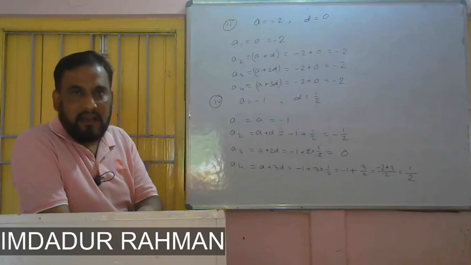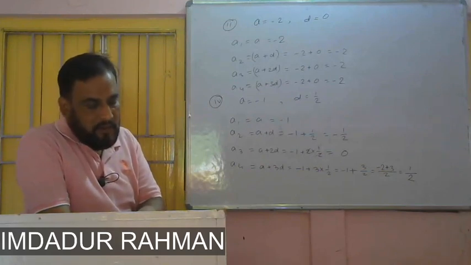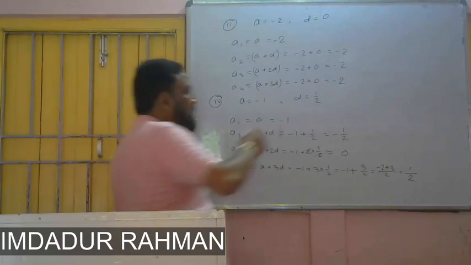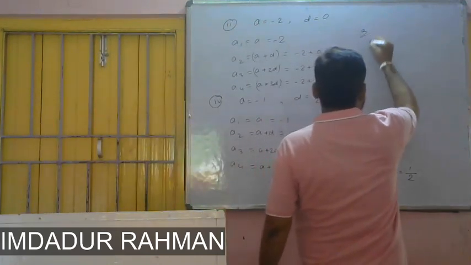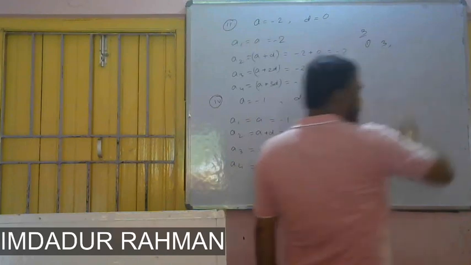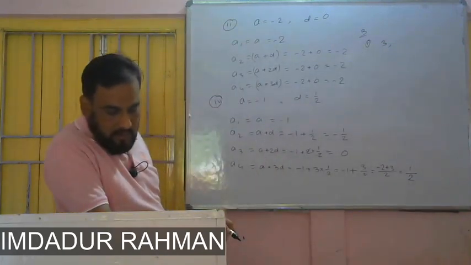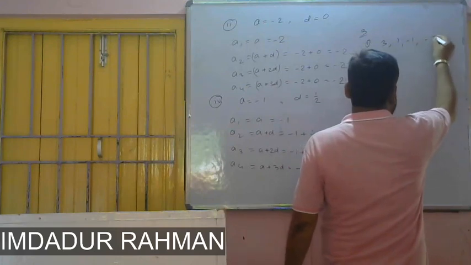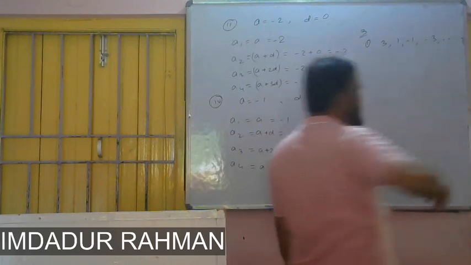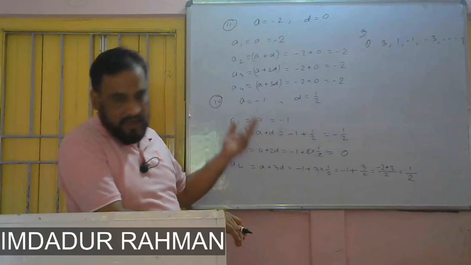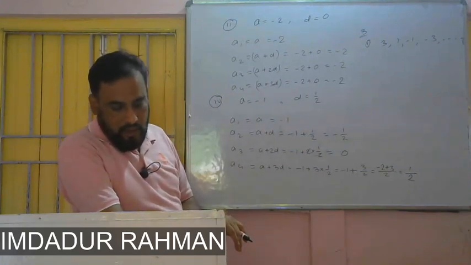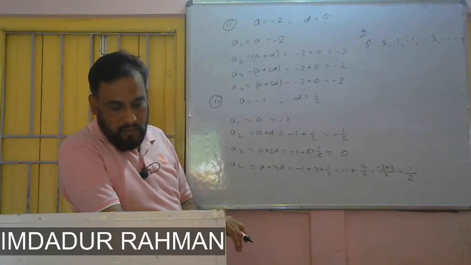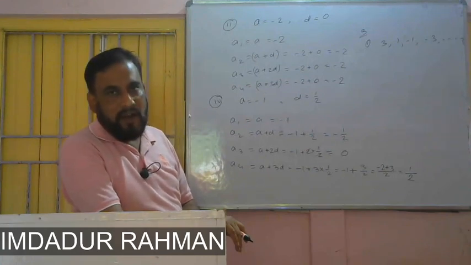First term is the firstmost term. So what is given? 3, 1, minus 1 and minus 3, and then dot dot dot dot. This is an AP series. Here it is written AP series. So from here we have to find out the first term and the common difference.